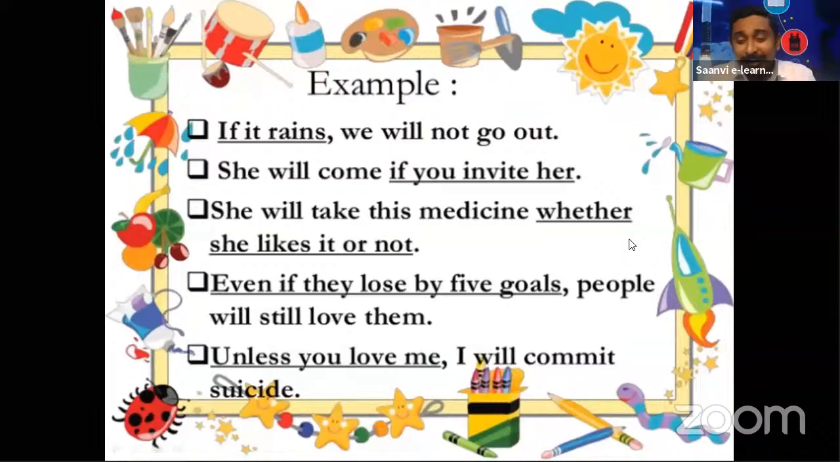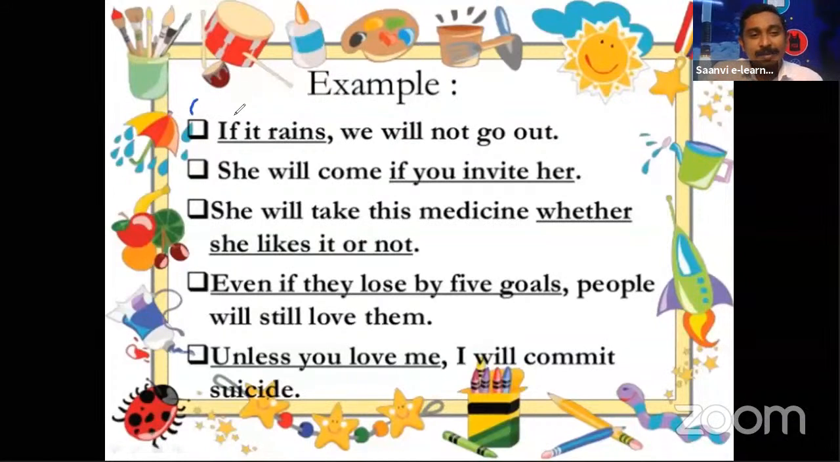Even if you don't attend the class, you should have your snacks. If I say this, what does it mean? I'm putting a condition there. Unless you love me, I will commit suicide. So this is not a good sentence for you. Unless you study well, you will not pass. I'm putting another sentence here, which is a little motivating.